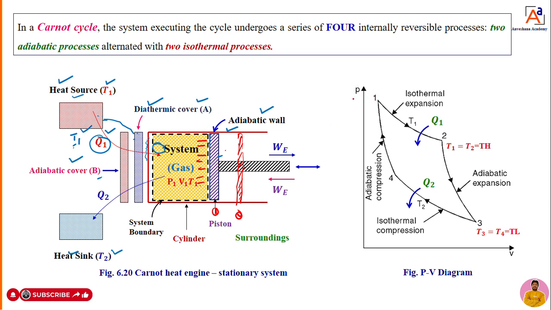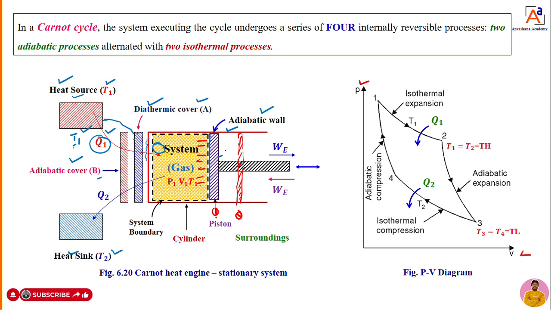In the PV diagram, as I told, when we supply heat, pressure is going to decrease whereas volume is going to increase, because pressure acts over the surface of the piston. Hence the piston expands. When it expands, the volume is going to increase whereas the pressure is going to decrease. That you can see in the PV diagram, the pressure versus volume diagram.